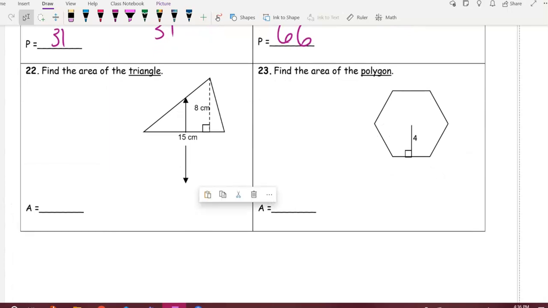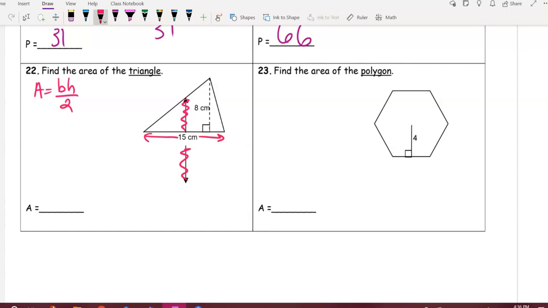All right, number 22, find the area of the triangle. Well, area of a triangle is base times height divided by 2. Sorry, my picture is kind of messed up. You can just ignore these arrows. Pretend it looks like yours. It says this is 15. And so this is our base, and this is our height. So 15 times 8 divided by 2 is going to give us 60. So the area of that triangle is 60.